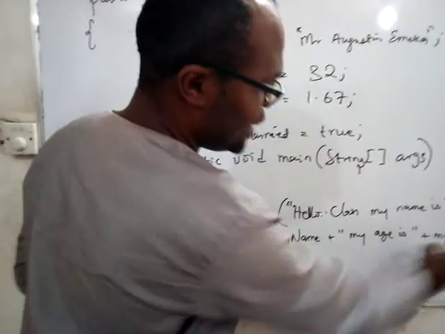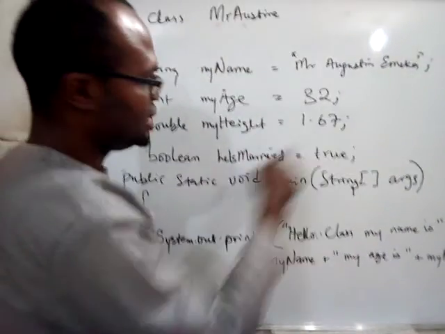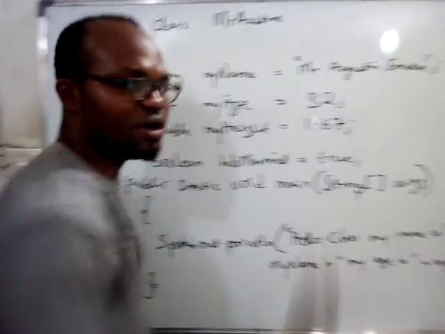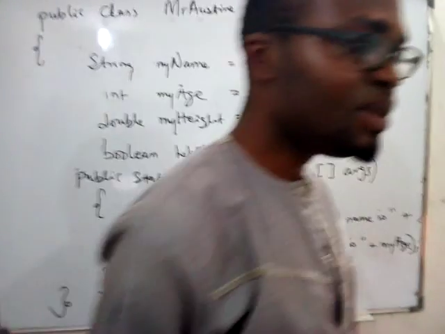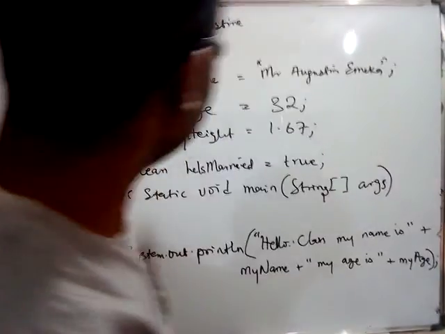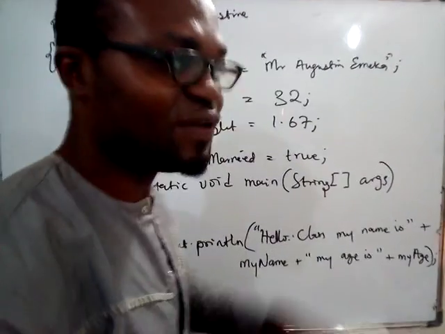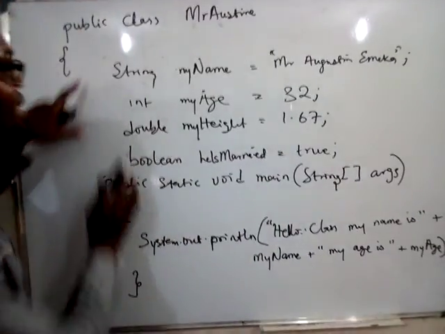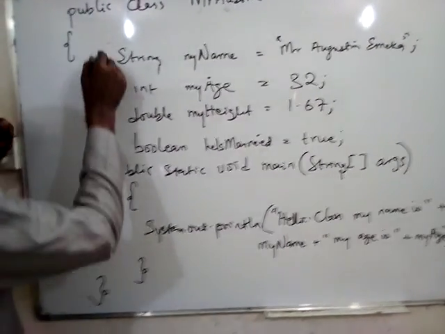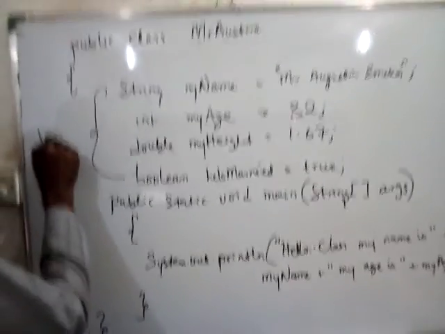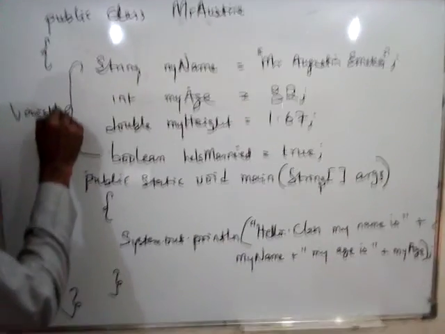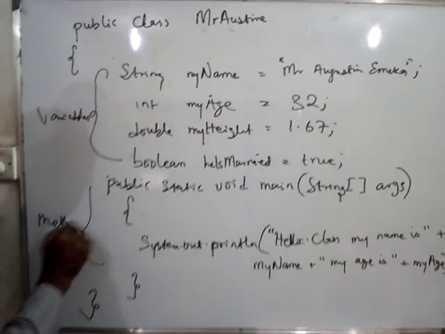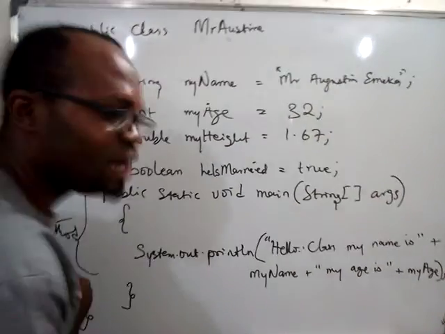You can also add another plus and say my height is, and you put my height, and it will come and call this height. Is that clear? So that is a simple software. We are going to be writing software for ATM machines, software for plenty of things. But I want you to understand the basics: it must have variables, and it must have methods. Every object must have this.